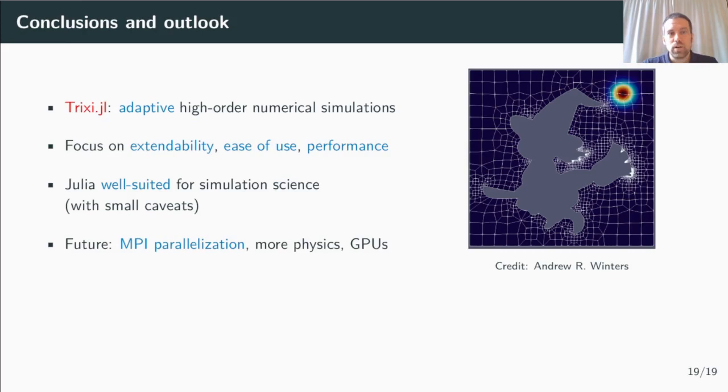Okay, coming to an end, let me summarize. Trixi.jl is a Julia package for adaptive high-order numerical simulations. In the design of Trixi, we focus on extendability, ease of use, and performance, which is also reflected in our own workflow. We have the saying, make it work, make it nice, make it fast. Julia is very well suited for simulation sciences.